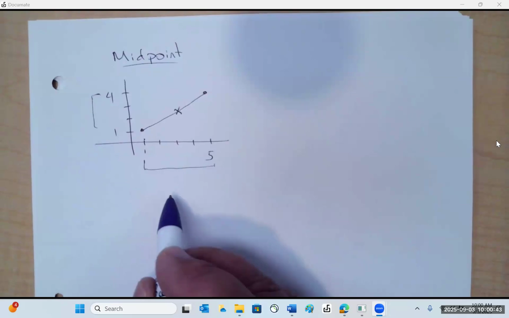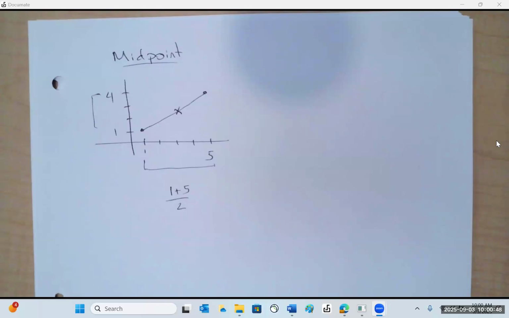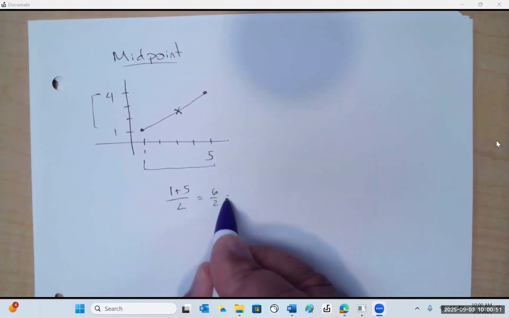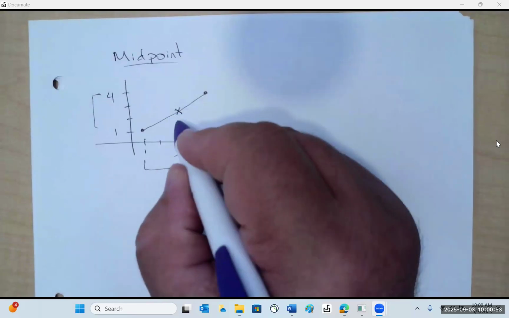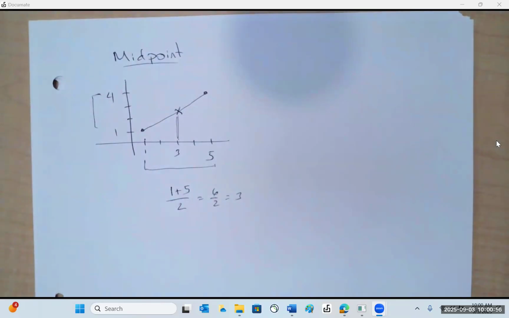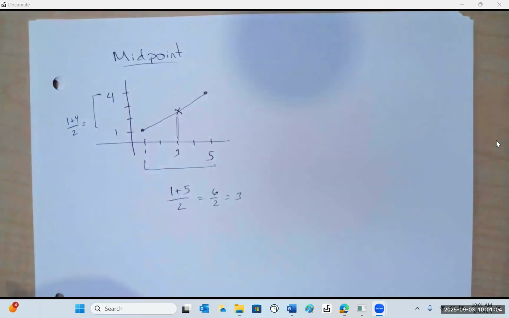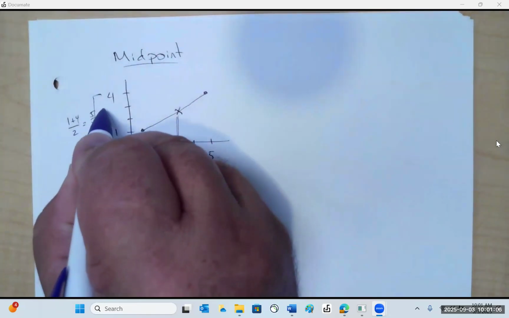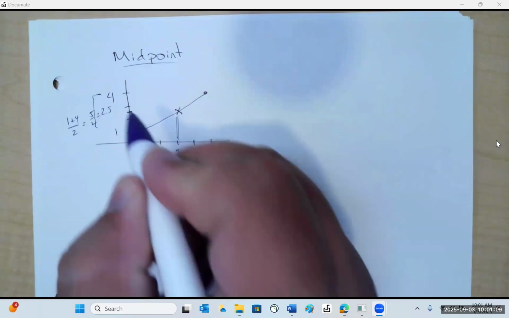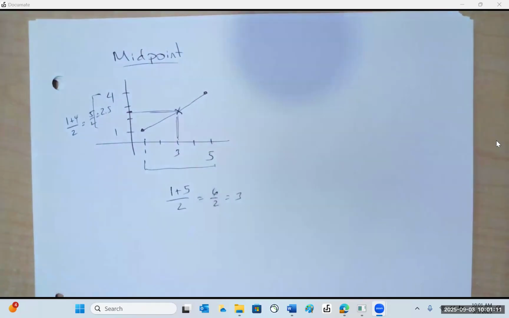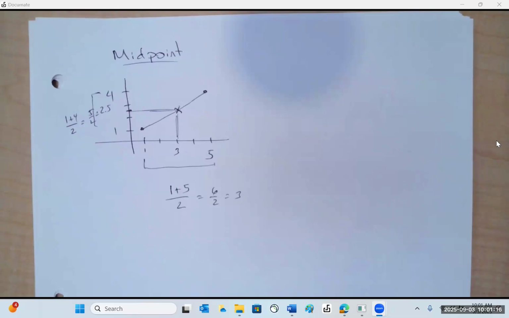So we would take these two numbers, 1 plus 5, and divide by 2. So at 3, that's the x component. Same thing with the y values. 1 plus 4 divided by 2. 5 divided by 2 is 2.5, which is halfway between there. So that's exactly what the midpoint is. It's the horizontal average and the vertical average of your 2 points.